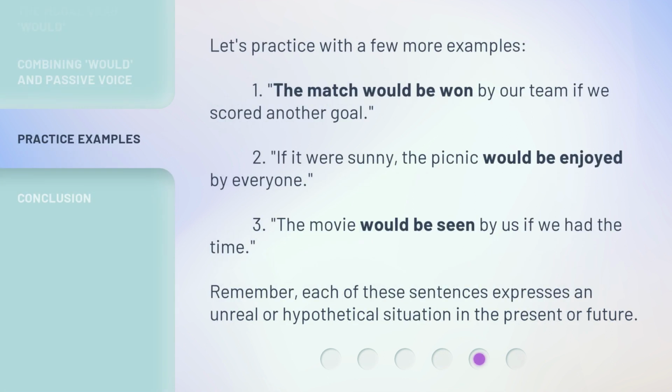Let's practice with a few more examples. 1. The match would be won by our team if we scored another goal. 2. If it were sunny, the picnic would be enjoyed by everyone. 3. The movie would be seen by us if we had the time. Remember, each of these sentences expresses an unreal or hypothetical situation in the present or future.